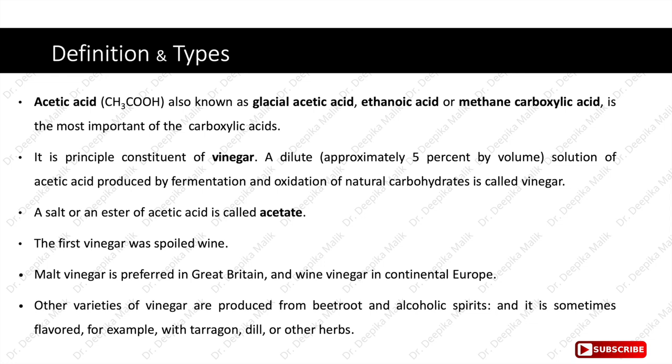Malt vinegar is preferred in Great Britain. Malt vinegar is basically grain-based vinegar, which is made from malting barley. And wine vinegar is preferred in continental Europe, which is made from wine. Other varieties of vinegar are produced from beetroot and alcoholic spirits, and it is sometimes flavored, for example, with tarragon, dill, or other herbs.